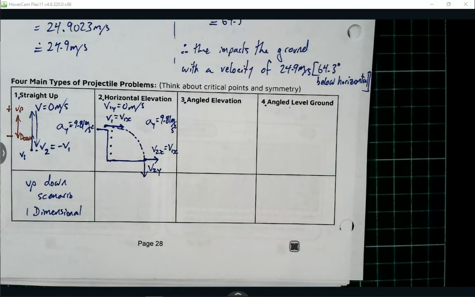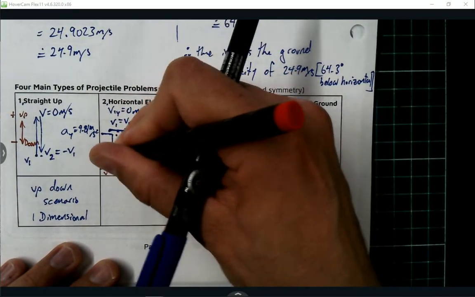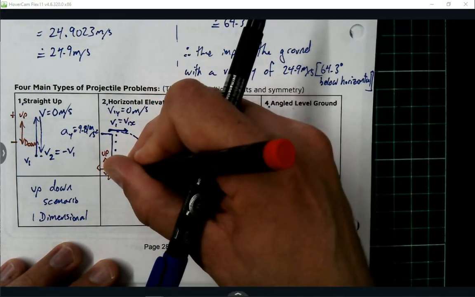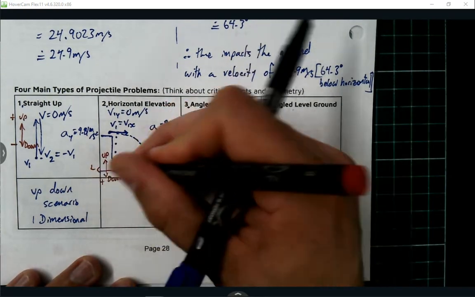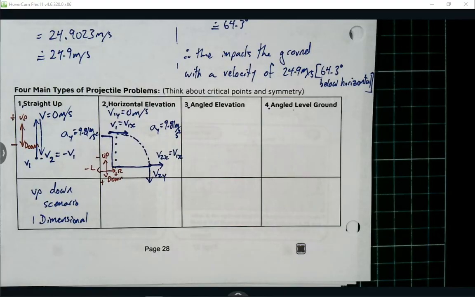When it comes to the horizontal launch, again, we would have a reference frame for ourselves. I would suggest that if we have an up and a down, we have a right and a left. I'd suggest for horizontal launches we call down positive and right positive, just because all of the motion is either down or to the right.